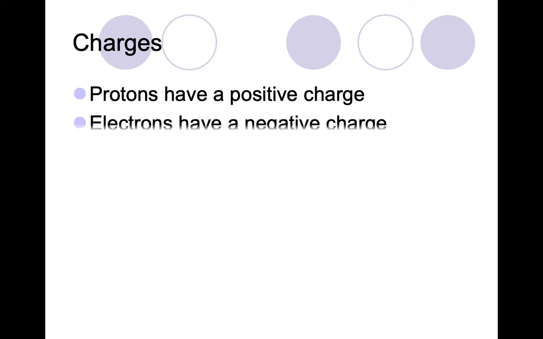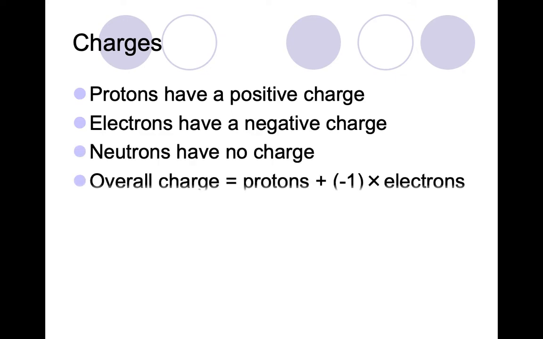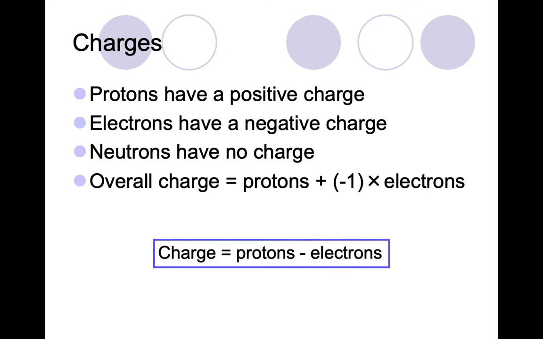Now charges. So basically, like we said before, protons have a positive charge, electrons have a negative charge. Neutrons have no charge. So if we want to talk about the overall charge of an atom, we usually do protons plus the negative. Since electrons are negative, we multiply a negative times the number of electrons. Or to say it more clearly, the charge of an atom is usually identified by the number of protons minus the electrons.